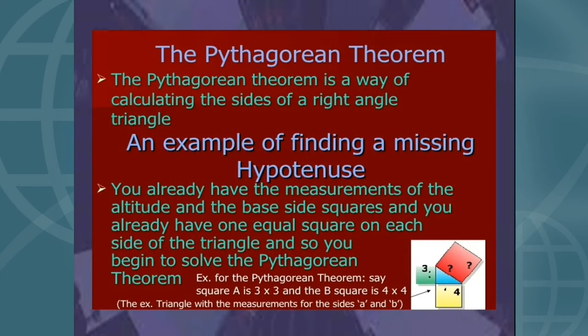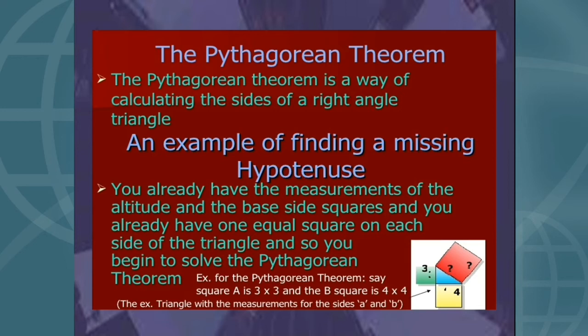The Pythagorean Theorem is a way of calculating the sides of the right angle triangle. An example of finding the missing hypotenuse: you already have the measurements of the altitude and the base side squares, and you already have one equal square on each side of the triangle, and so you begin to solve the Pythagorean theorem. Example, for the Pythagorean theorem, say square a is 3 times 3, and square b is 4 times 4, and the example triangle has the measurements for the sides a and b, as we see in the right side figure.